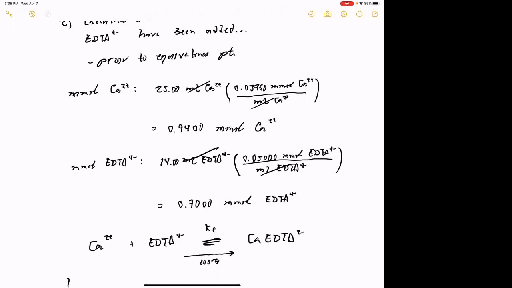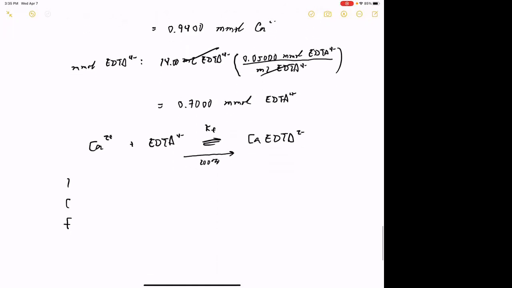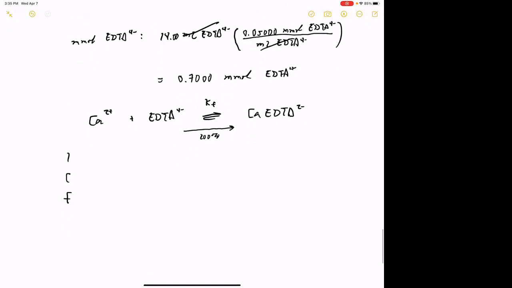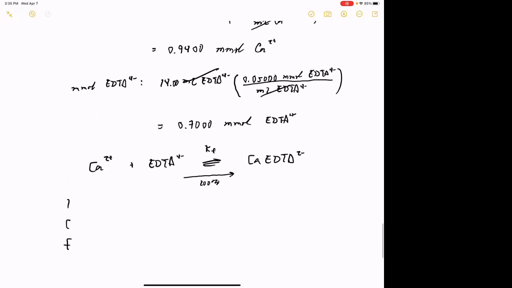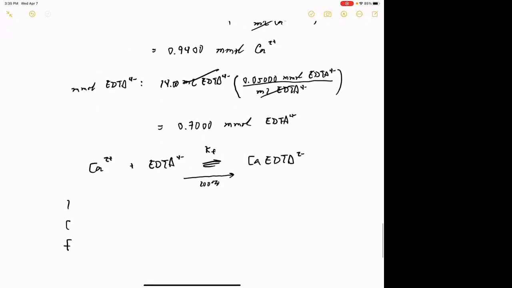All right, so I'm going to show that using an ICF table. So here's kind of where we left off last time. We needed an ICF table because we wrote the reaction for the formation of the complex, right? And that's governed by a KF, a formation constant. What do we know about KFs? KFs tend to be very large. In other words, way greater than 1.